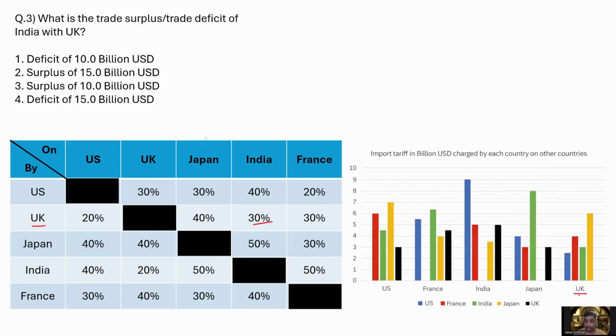So received by UK from India, which is in green, will be equal to this value, which is $3 billion. So $3 billion, 30%, which means total India is selling to the UK $10 billion. Now, how much is India buying from the UK? How much is it importing from the UK? From UK, India is importing this much, which is equal to $5 billion.